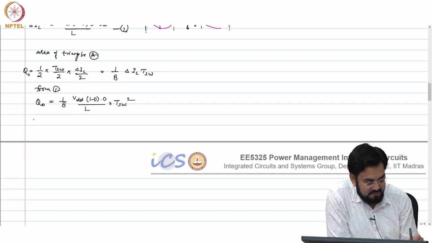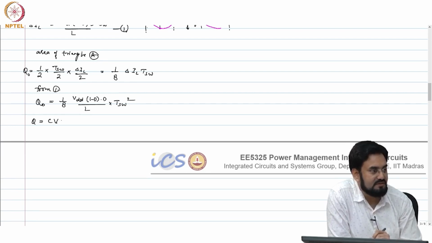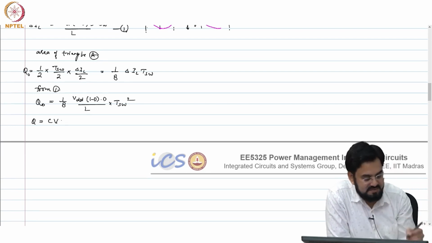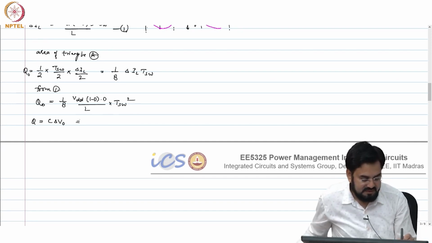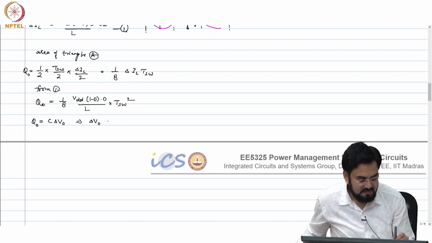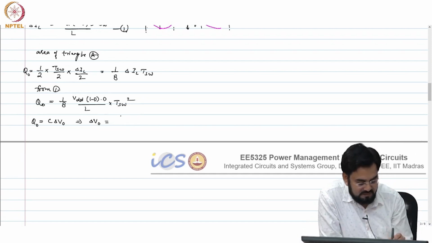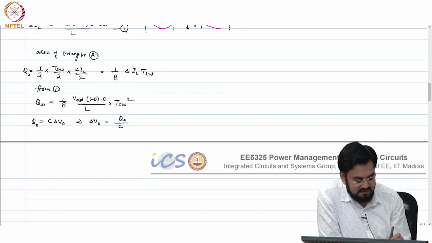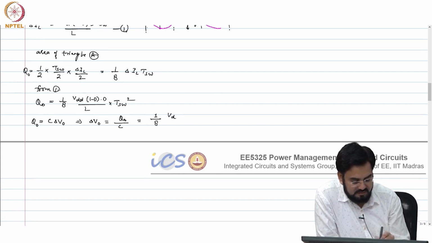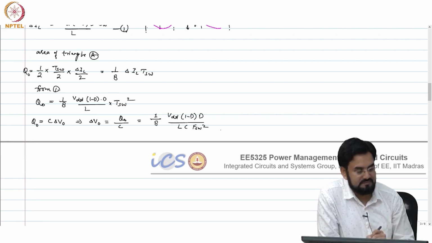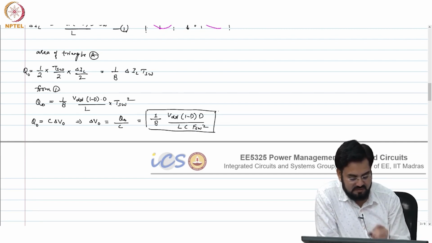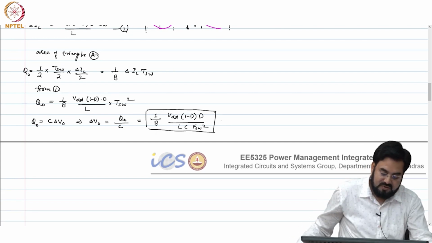Now Q equal to CV. If I apply this formula, and we are looking at a delta V voltage only, which means Q equal to C times delta V naught. This implies delta V naught equal to Q naught over C, which is nothing but 1 by 8 V d 1 minus d d over L C F S square. Okay, this is your formula for ripple current, sorry, ripple voltage.